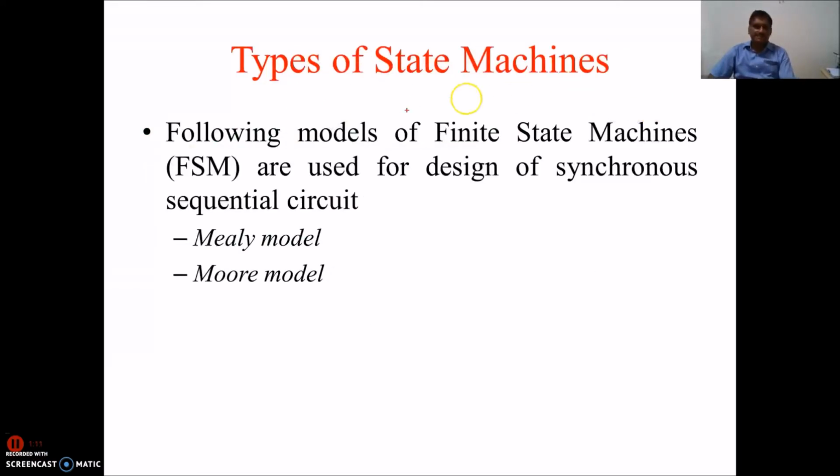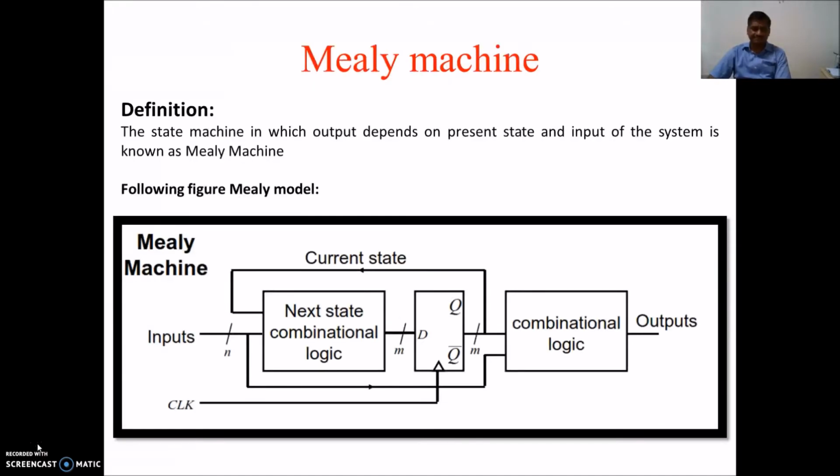The types of state machines used in synchronous sequential circuit design. The following models of the finite state machine, that is FSMs, are used in the design of the synchronous sequential circuit. One is the Mealy machine or Mealy model, and the other is the Moore machine or Moore model. We will discuss a few basic terminologies related to the Mealy machine and Moore machine.